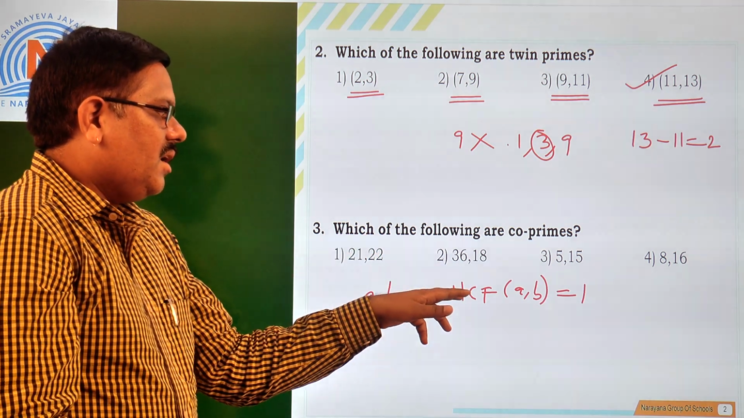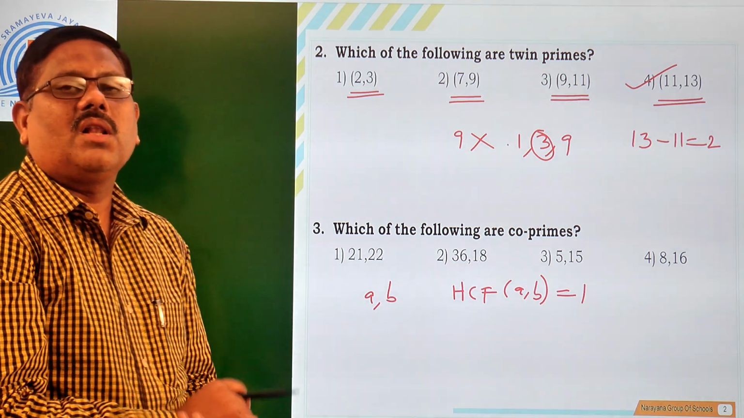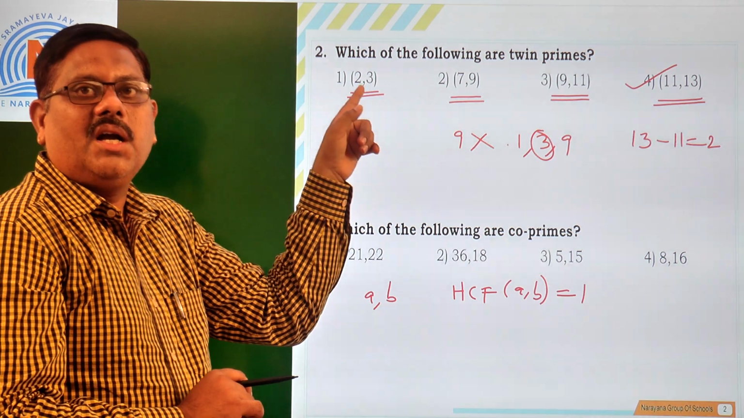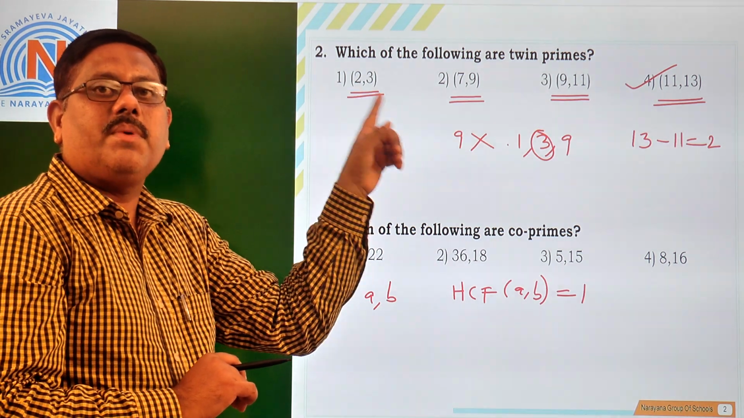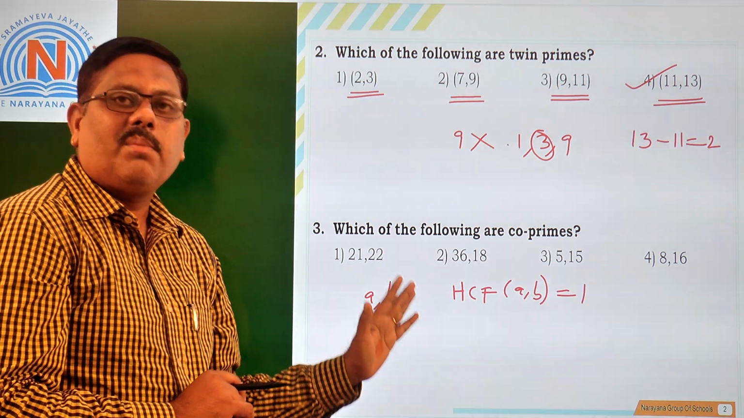In any case, if the HCF of two numbers A and B is 1, in such a case, we call them co-primes. Okay? It is not like twin primes. In twin primes, both A and B must be prime numbers, whereas in the case of co-primes, A and B need not be prime numbers.